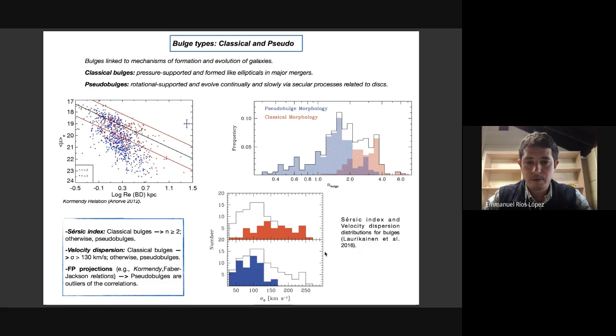And in the bottom plot is another criterion using the velocity dispersion of the galaxy. Here the limit is sigma greater than 150 km per second for classical bulges. That is the red histogram, and the blue one is for pseudobulges.